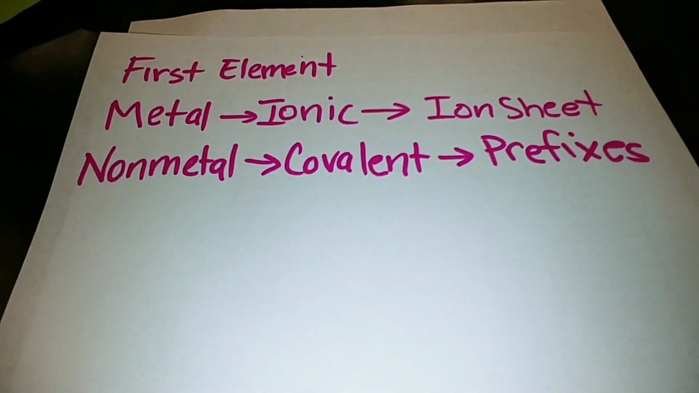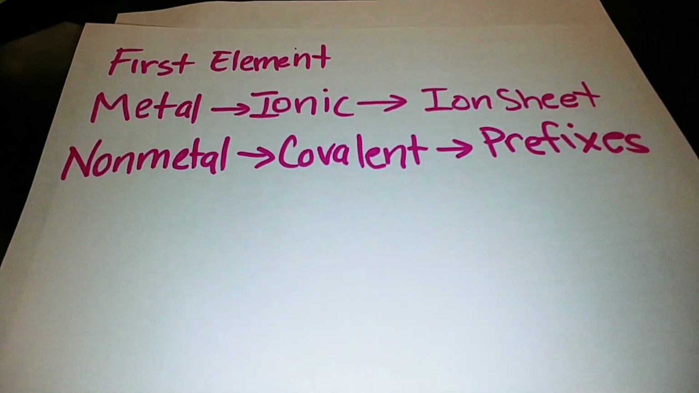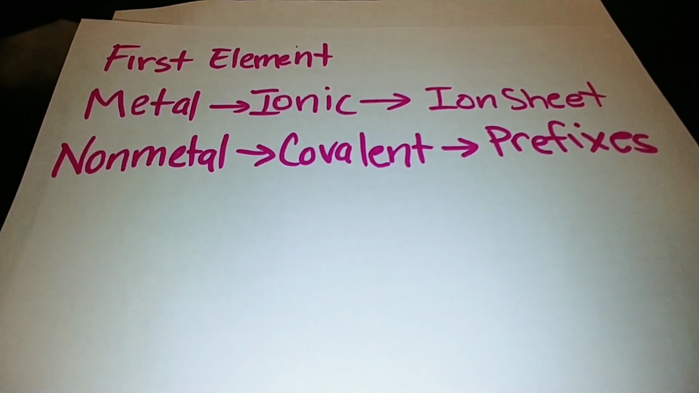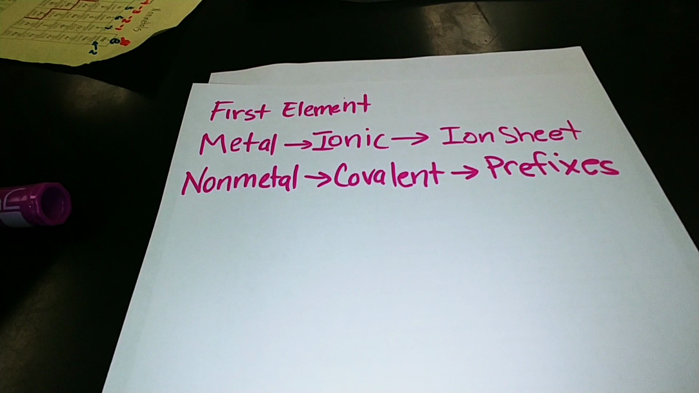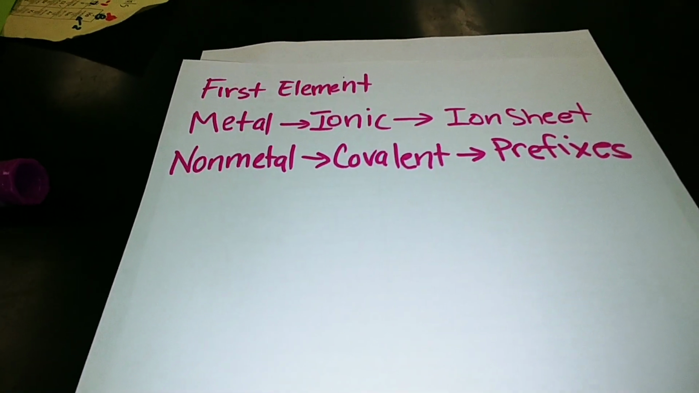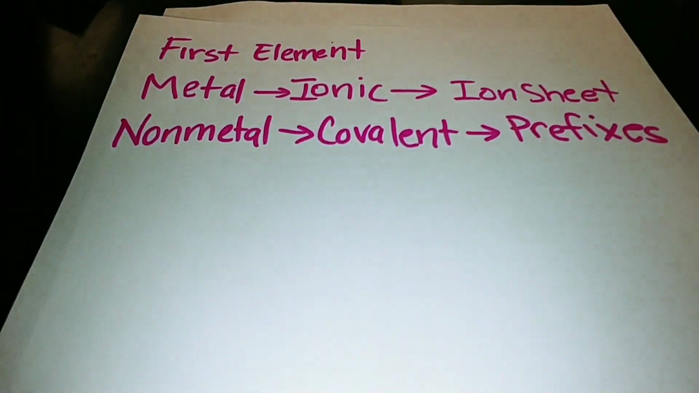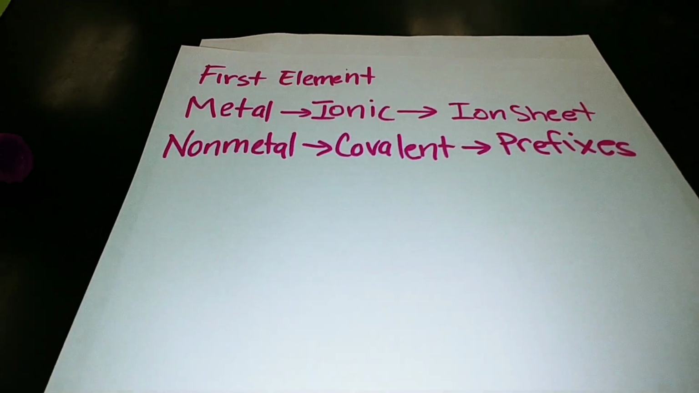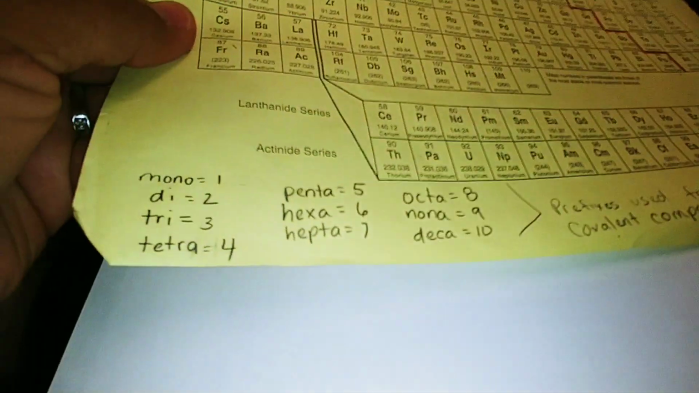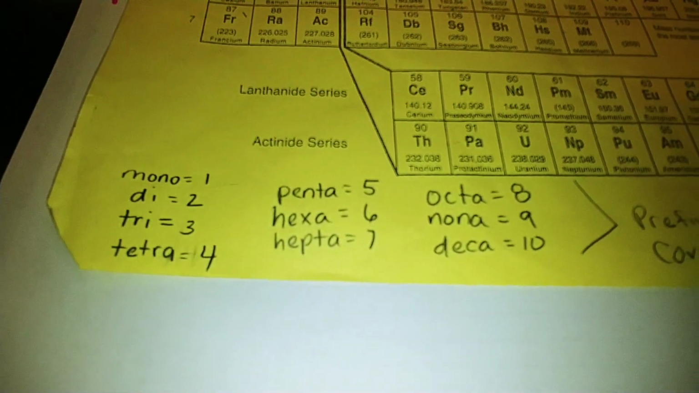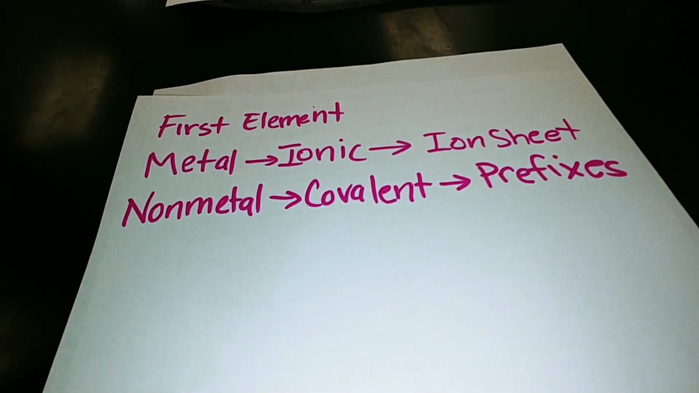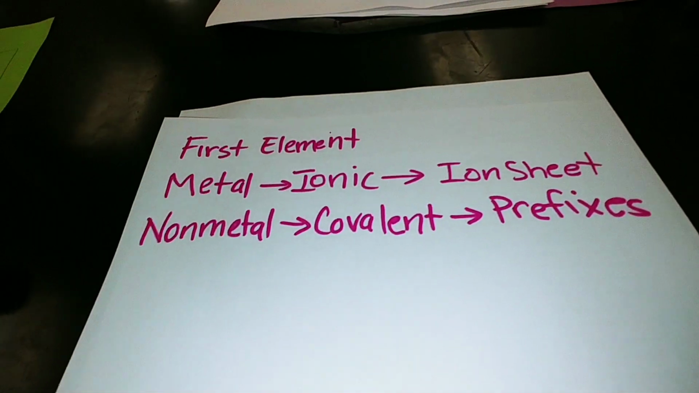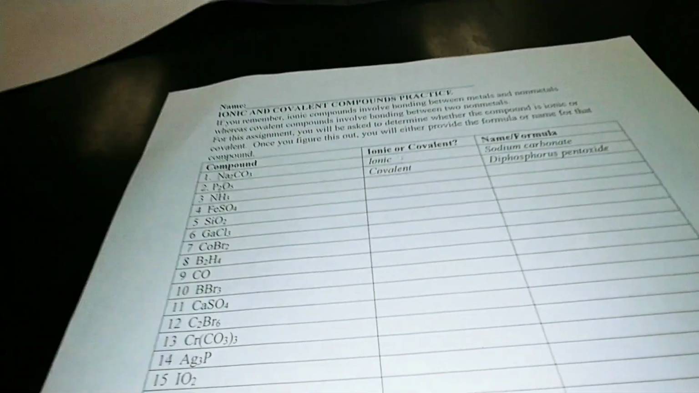If your first element is a metal, then that means that compound is ionic, and you use the ion sheet, which is this one. If your first element is a nonmetal, that means it's a covalent compound, and what you're going to do is use the prefixes. As long as you remember that, or you always look at this, then you're going to be okay.